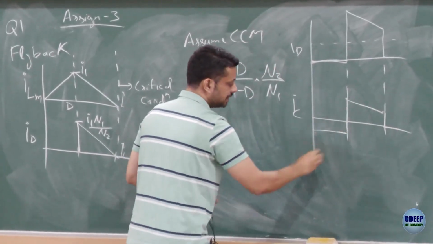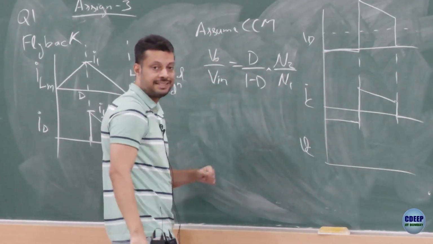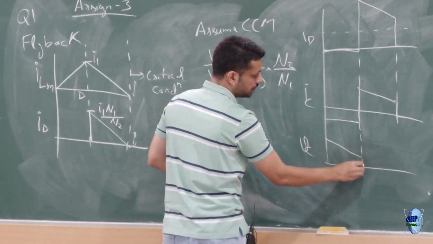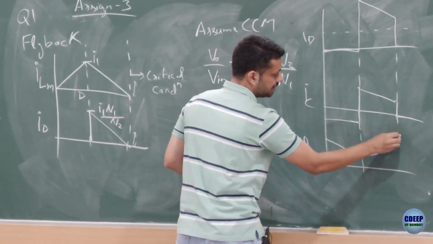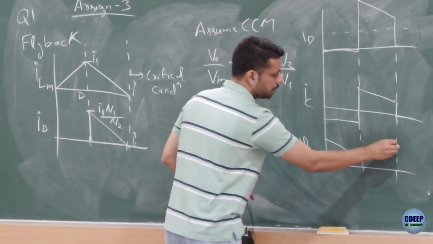Once you know the capacitor current, you can draw, just approximate VC. Current is negative, so VC is falling till this point. Current is positive, means VC is increasing till this point. Integrate from the minimum point to the maximum point.